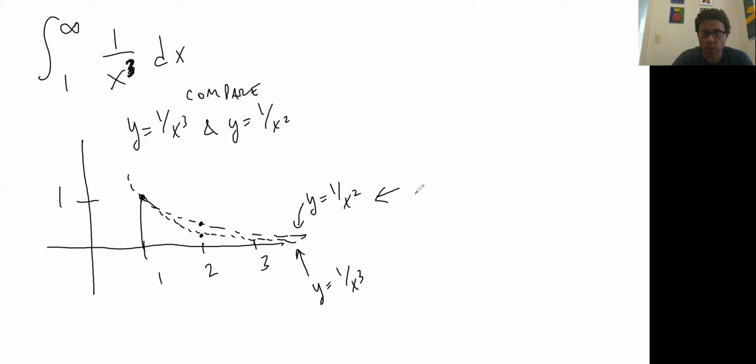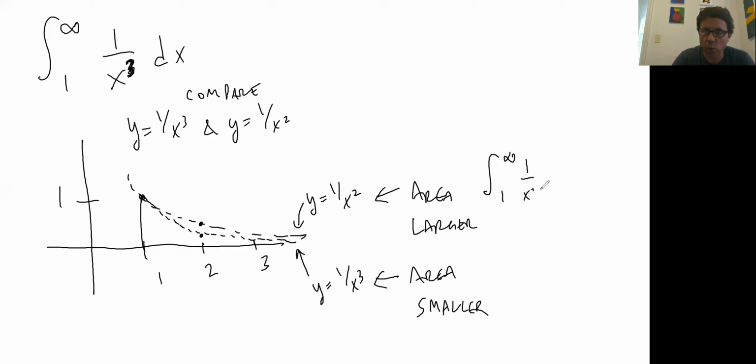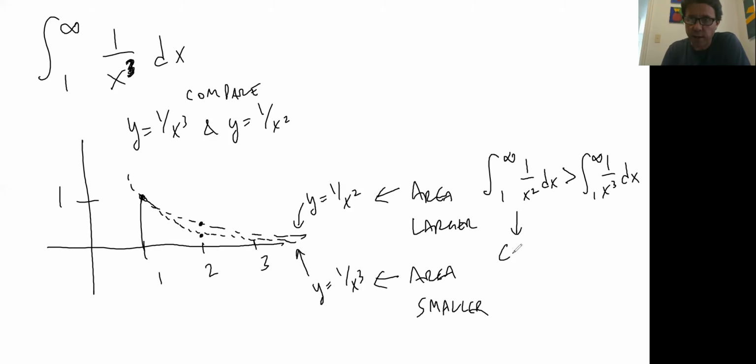And the answer is this one. The area is going to be bigger. And this will have the smaller area. So that means that the integral from 1 to infinity of 1/x squared is going to be bigger than the area from 1 to infinity of 1/x cubed. And I already know that this one right here converges to 1. So the area under the x squared curve all the way out is 1. But what does that say about the area for the other one? The area for this one is less than 1. So you can also say that this converges.